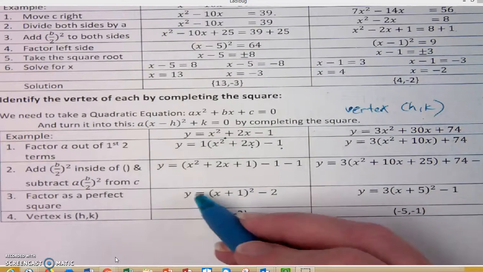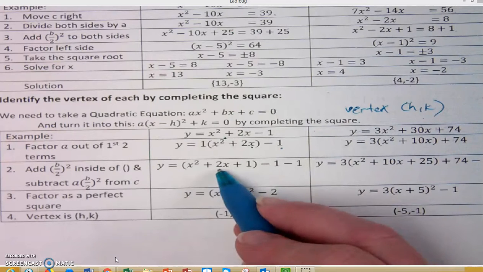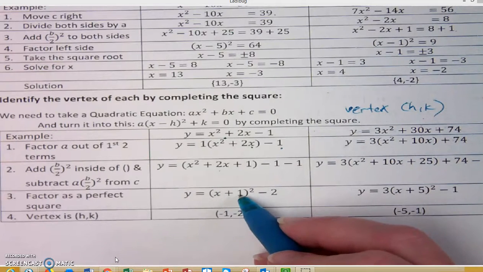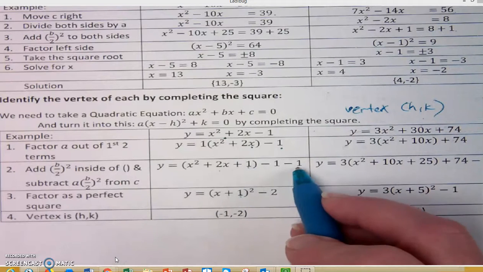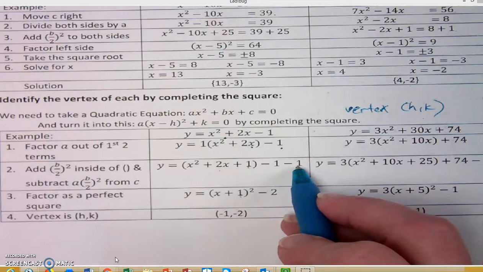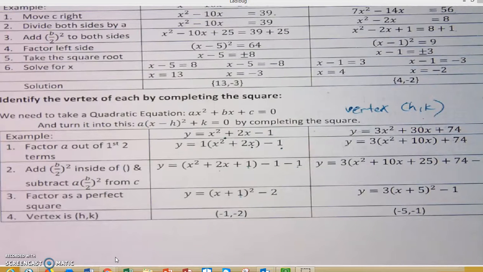So let's see what that looks like. I like to write my factored form down here. So 2 divided by 2 is a positive 1. 1 squared is 1. If I add 1 here, I have to subtract it from here because they're on the same side of the equation. I don't want to add any value, and so basically I'm adding plus 1 and negative 1, which is 0. It's just in a different form.